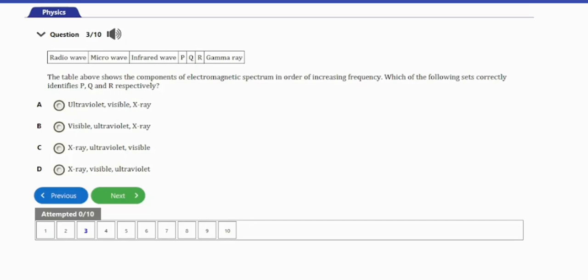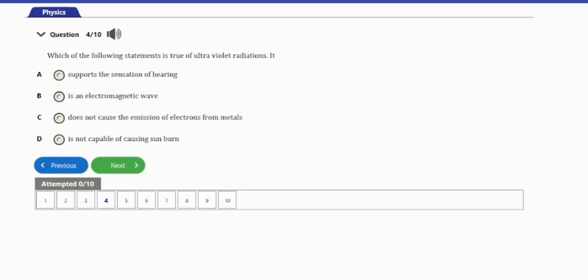Let's go ahead and consider the next question, question number 4 here. It says, which of the following statements is true of ultraviolet radiations? A, supports the sensation of hearing, B, is an electromagnetic wave, C, does not cause the emission of electrons from metal, D, is not capable of causing sunburn. So guys, the answer is option B. Ultraviolet radiation is an electromagnetic wave, and that's the answer that best suits this question.